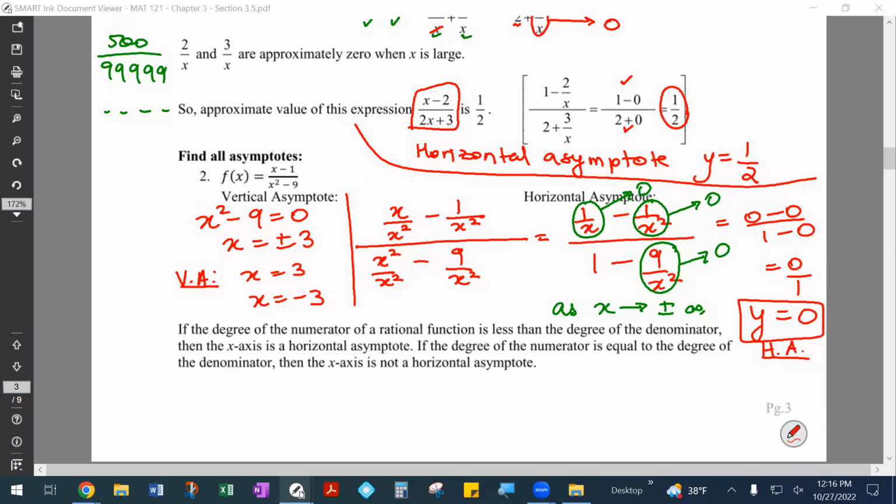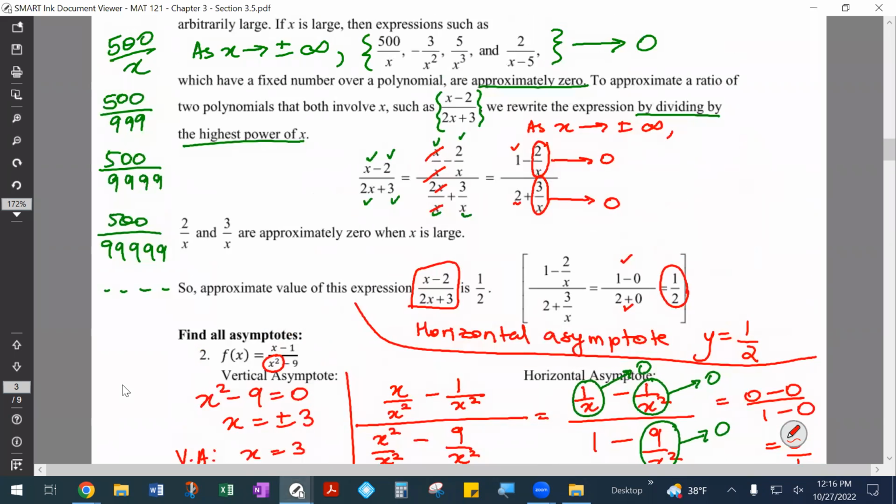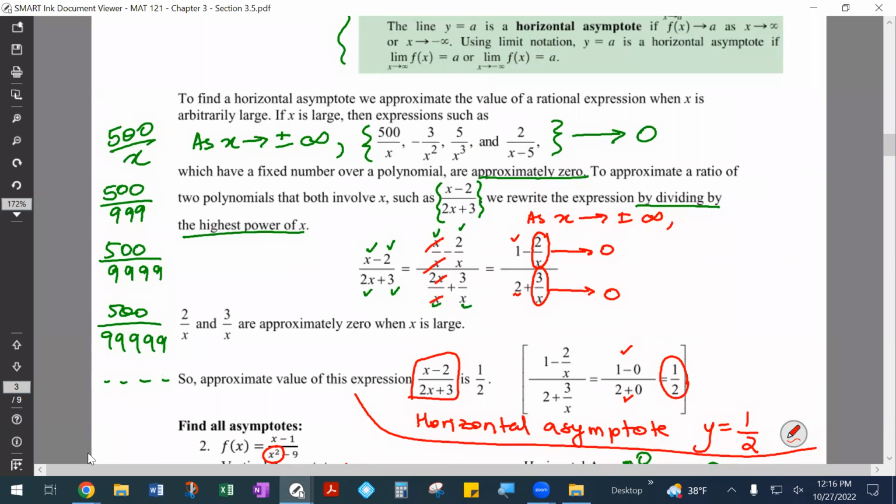Questions? You used x squared because there's x squared at the bottom. You have to always divide by the highest power of x. So if you look at this one here, you're always dividing by the highest power of x.